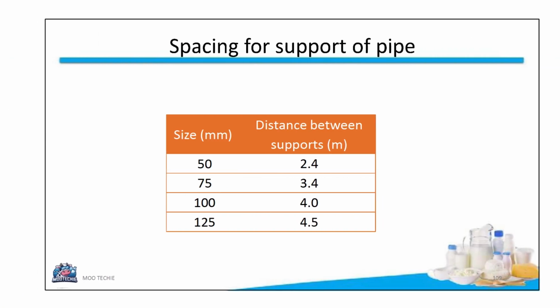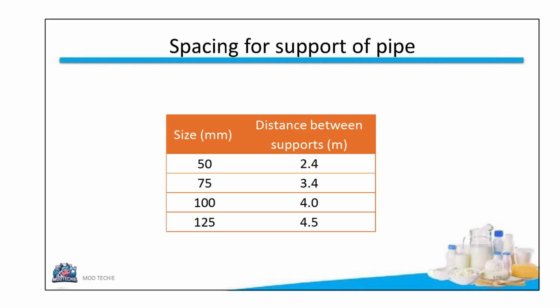The required spacing between supports depends on the pipe size. For a 50 mm pipe, the maximum distance between supports is 2.4 meters. For a 75 mm pipe, it is 3.4 meters. For a 100 mm pipe, the distance is 4 meters. And for a 125 mm pipe, supports can be spaced 4.5 meters apart.